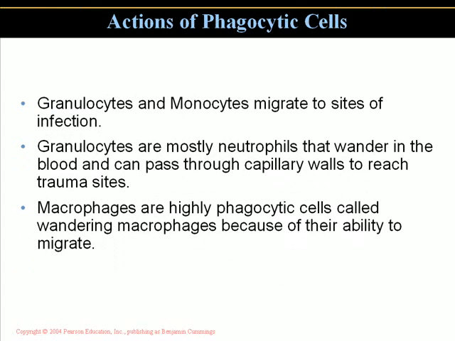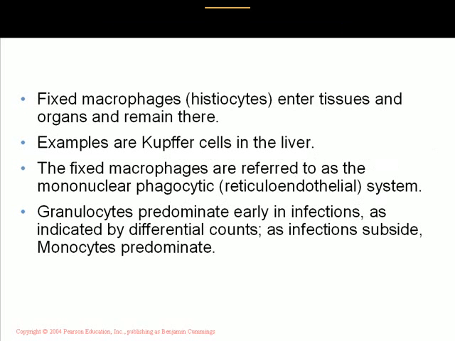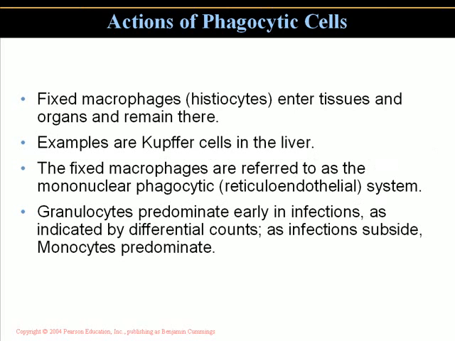Now, granulocytes and monocytes migrate to sites of infection. Granulocytes are mostly neutrophils that wander in the blood. They can pass through capillary walls and reach trauma sites. Macrophages are highly phagocytic cells. They're called wandering macrophages because of their ability to migrate. Fixed macrophages are histiocytes. They enter tissues and organs and remain there. Examples of these are Kupffer cells, which are located in the liver.